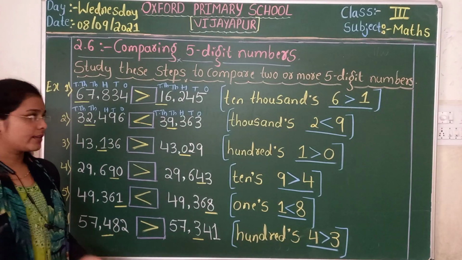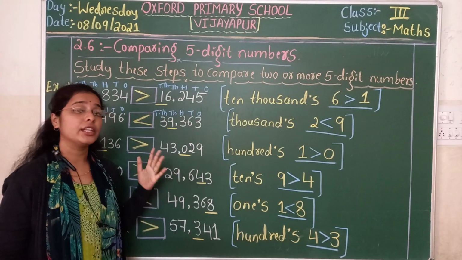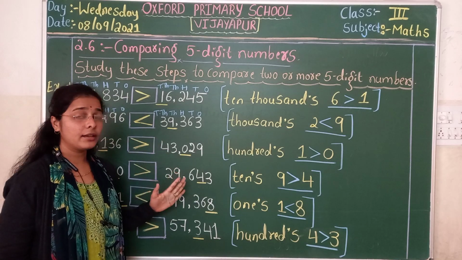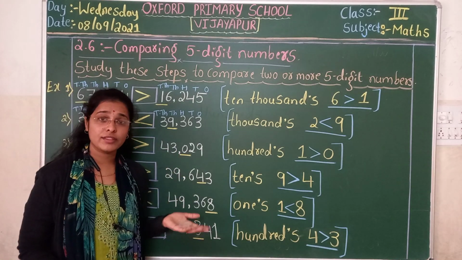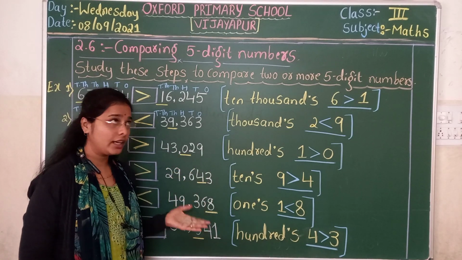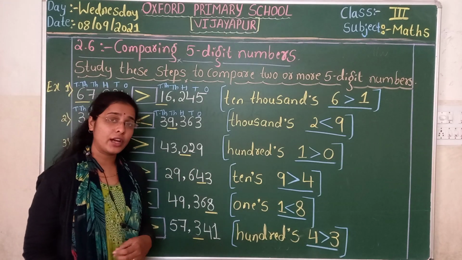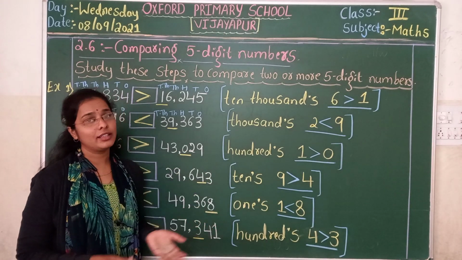Understood, children? First we have to compare the 10,000. If having the same digit, 1,000. If having the same digit in 1,000 also, next 100, tens. At last once we have to compare and we have to insert the sign.